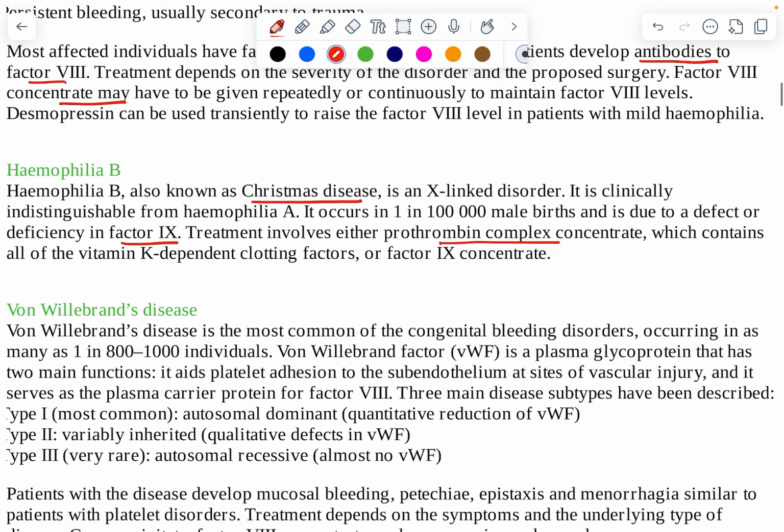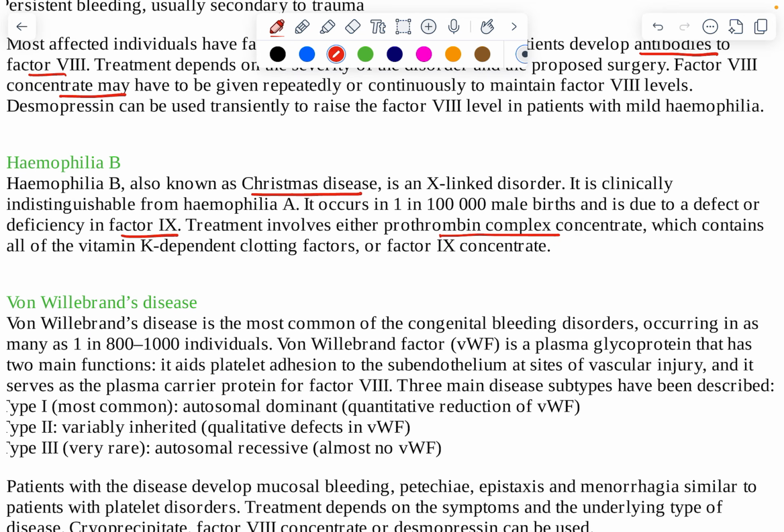Either prothrombin complex concentrate and vitamin K. Von Willebrand factor is a plasma glycoprotein that has two main functions. It causes platelet adhesion at the subendothelial site of injury, and it serves as the plasma carrier for factor 8.